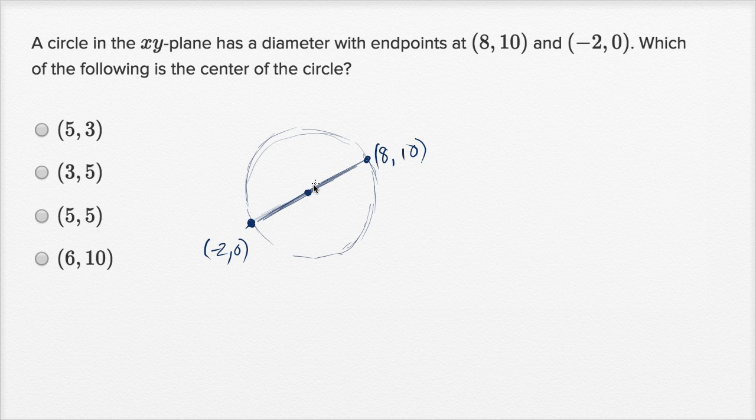Well, the coordinates of the center of the circle is going to be the midpoint of these two endpoints of a diameter. In fact, the center of a circle is always going to be the midpoint of the two endpoints of a diameter. If the diameter was this over here, then once again, the center of the circle is the midpoint of that point and that point right over there.